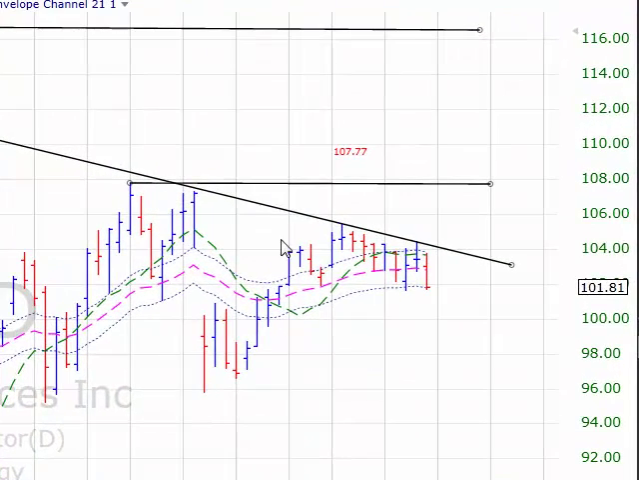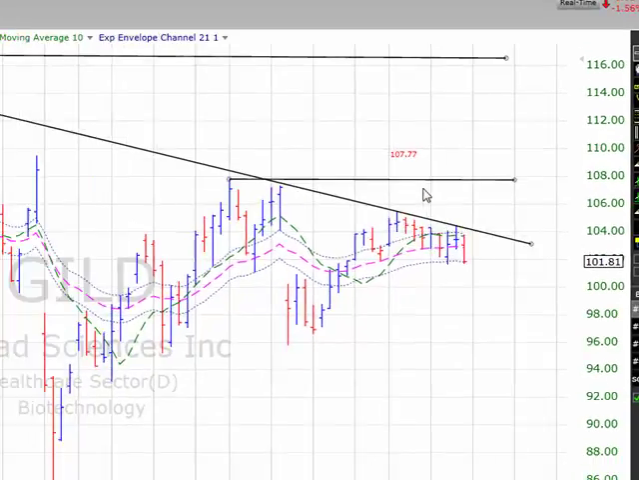And so if we were to break above this trend line on heavy volume, I would say that that would be a good place for aggressive traders to buy it. More conservative investors may want to wait for this 107.77 area.